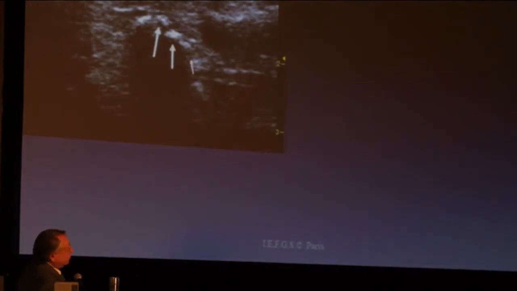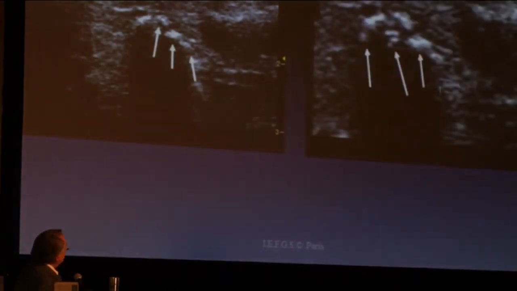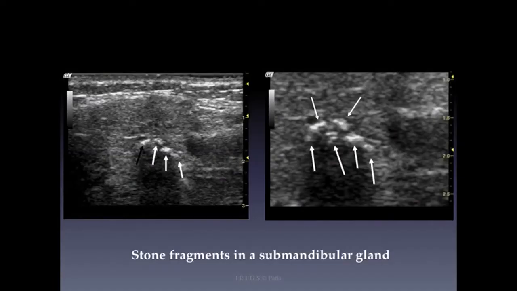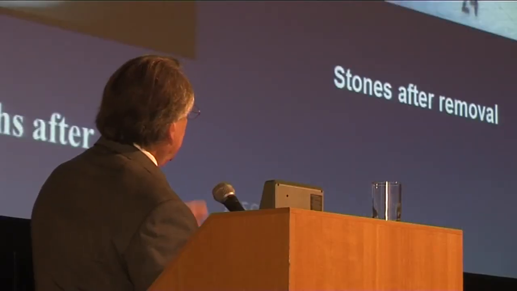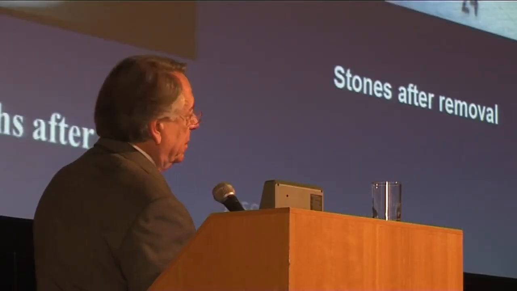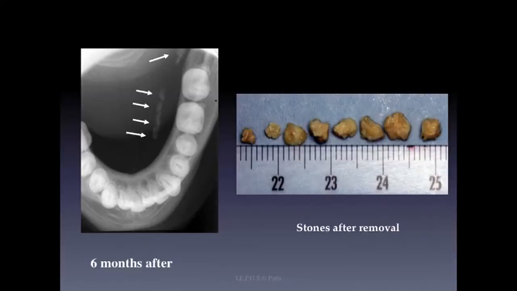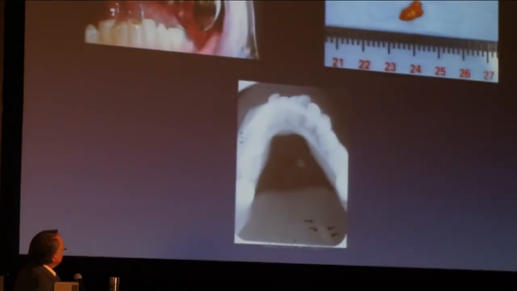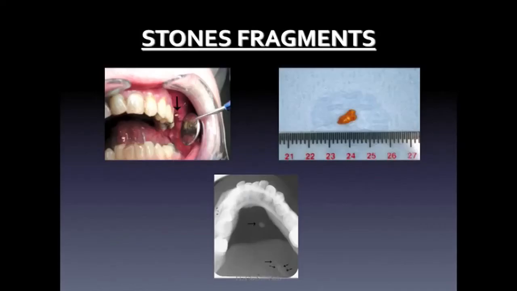These are the fragments just after the lithotripsy, and you see the fragments 6 months after. See, and stone removal here. Same here. You see on the parotid gland, fragments coming here, here. This is our youngest patient, and the stone here. Same here. You see breaking fragments.